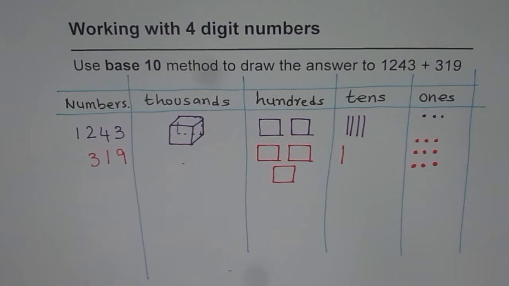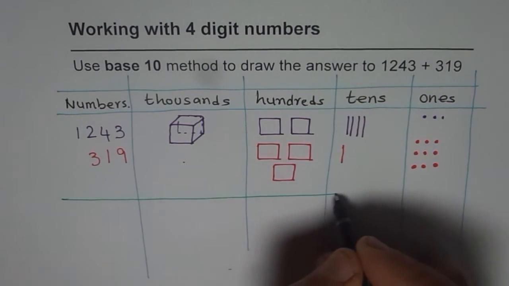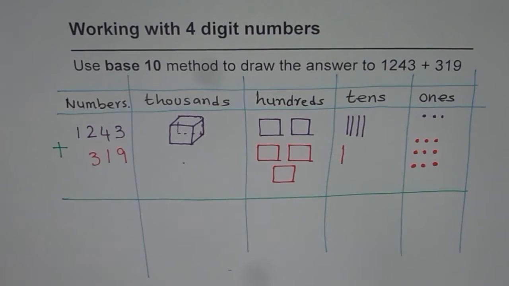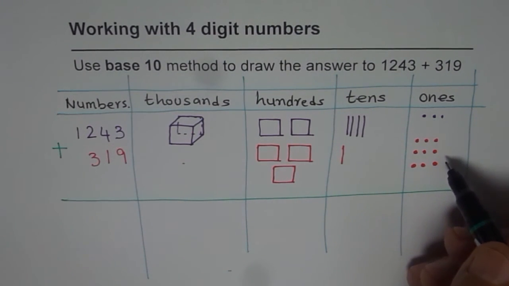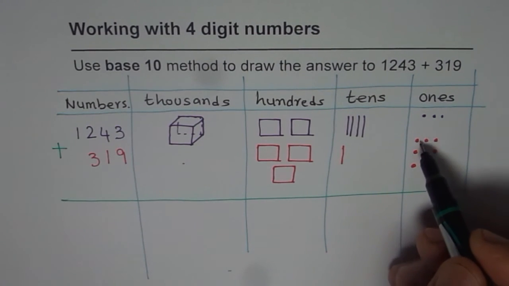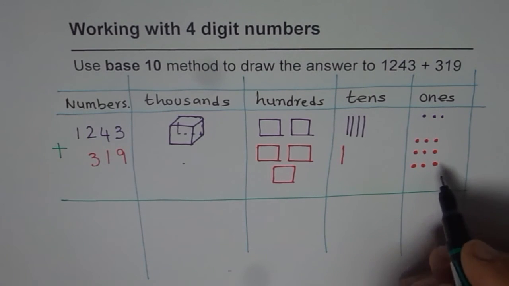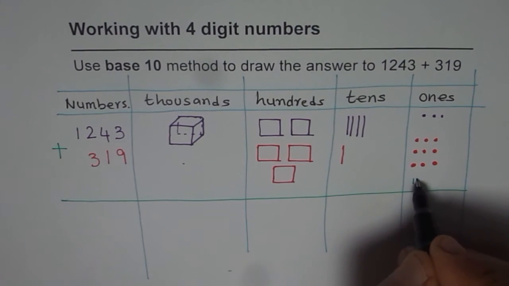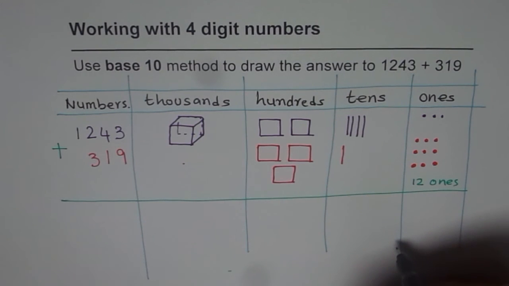Now what are we supposed to do? We are supposed to add them up, right? So let us add them. So we'll now add and write down our answer. Now if you add ones, how many ones do you get? 1, 2, 3, 4, 5, 6, 7, 8, 9, 10, 11, 12. But we can write only one number here. So 12 ones. Let me for the time being write here 12 ones. But in ones place we have to write only one number.